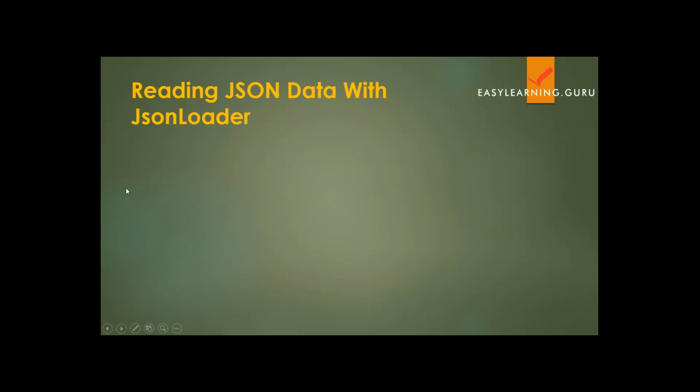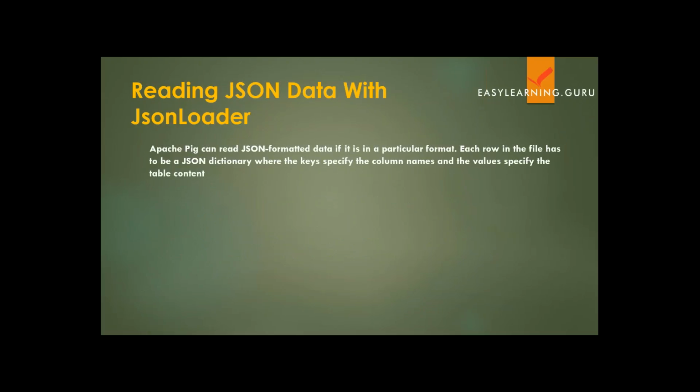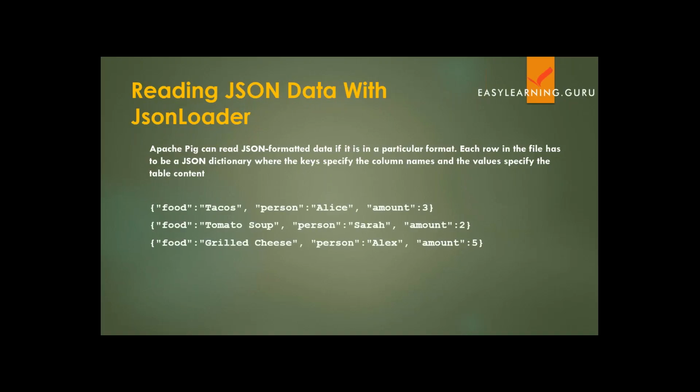Now we're going to have reading JSON data with JsonLoader. So Apache Pig can read JSON formatted data if it is in a particular format. So each row in the file has to be a JSON dictionary, where the keys specify the column names and the values specify the table content. So here, as you can see, the sample data set which we have has key and value pairs like food and tacos, person Alice, and amount 3. So it's basically key value pairs over here.